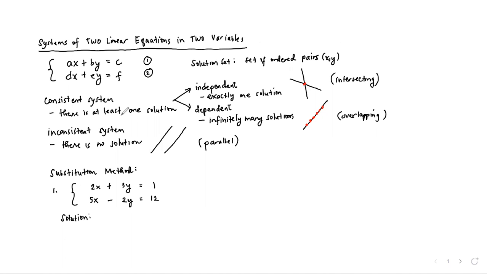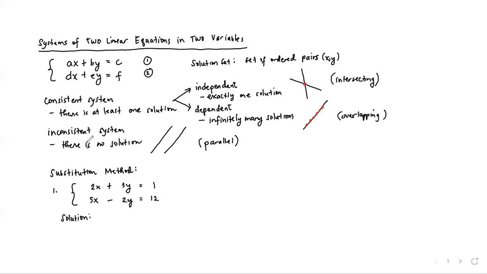Now, a system having at least one solution is called a consistent system. If a system has exactly one solution, then we call it an independent system. And graphically, it's a set of intersecting lines where the point of intersection is the solution of the system. If the system has infinitely many solutions, then we call it a dependent system. Graphically, it's a set of overlapping lines, and all the points on these overlapping lines are solutions of the given system.